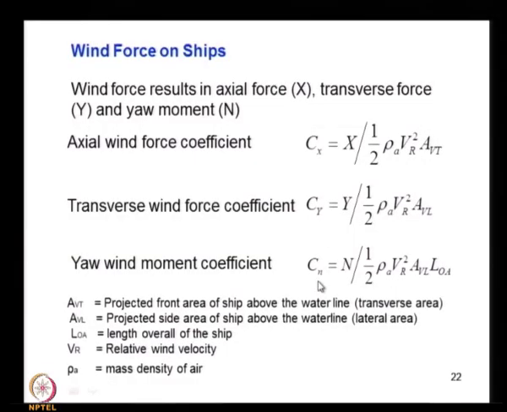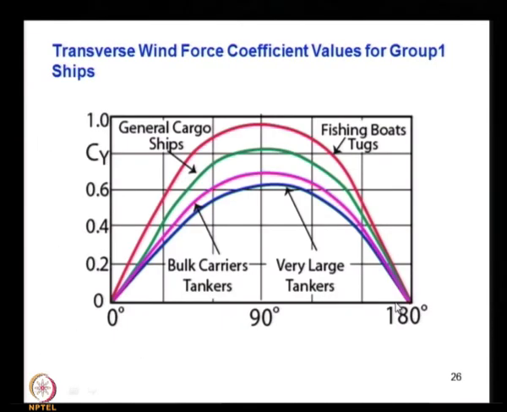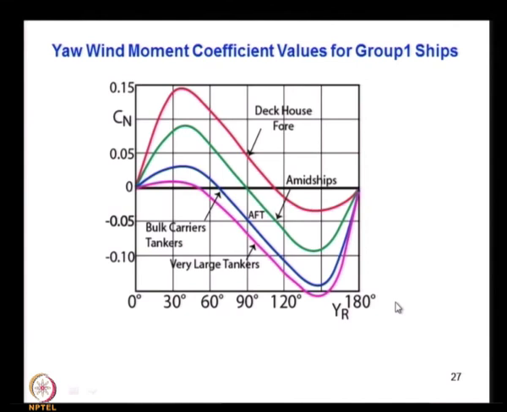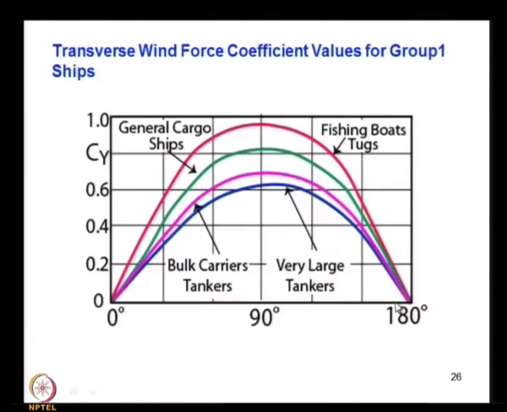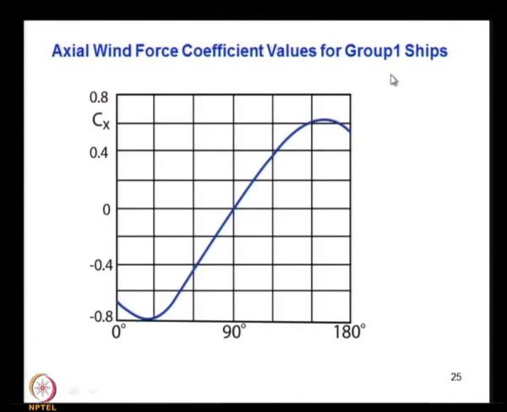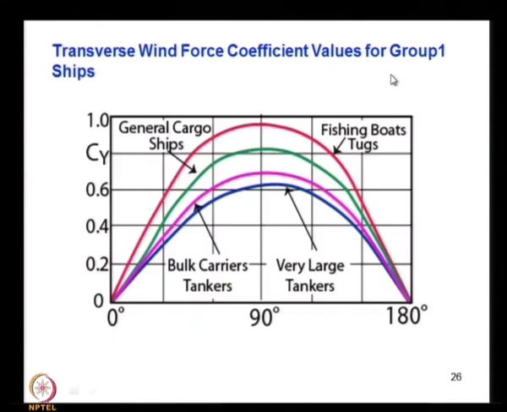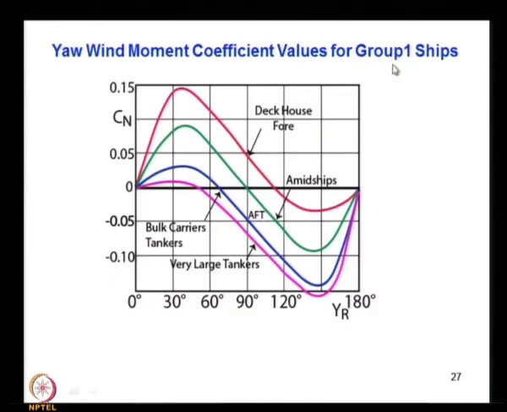Once you get this Cx and all these values, you put them here. Cx is known, Cy is known, Cn is known. So, you know all these parameters in the denominator: air density, velocity of wind is known, area is known. From which you get X, Y and N. So, you get what is the force. What I have discussed is for the group 1 ships. You can see Cx for group 1, Cy for group 1 and Cn for group 1.